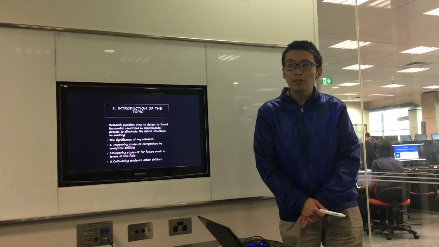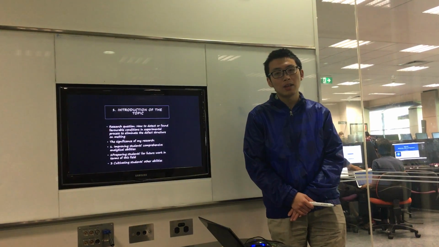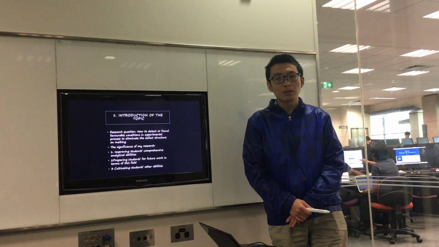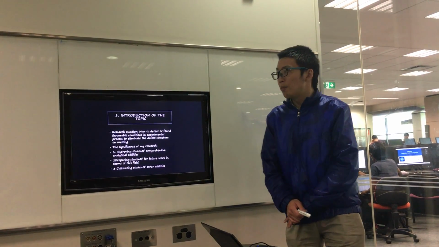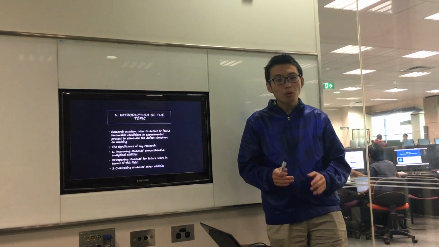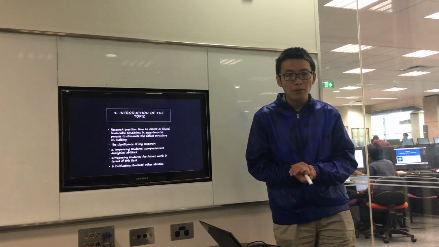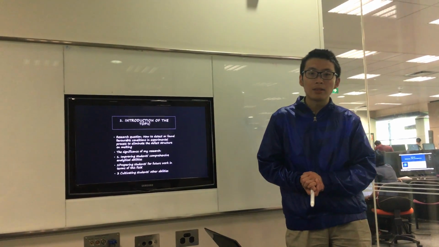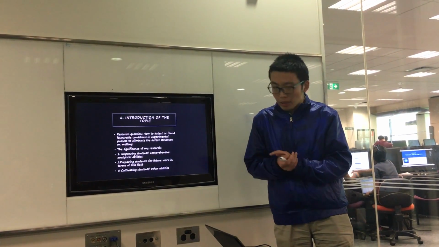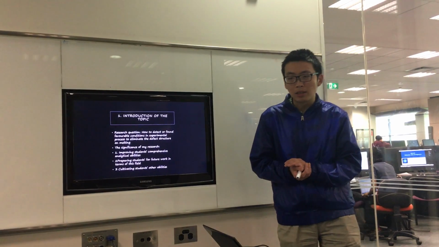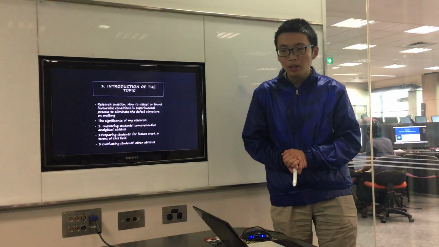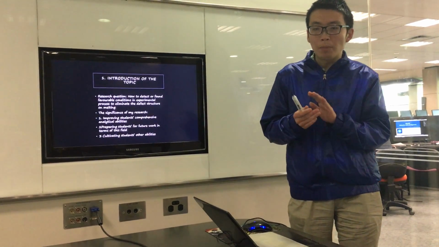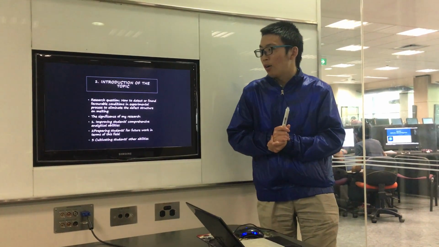Let's move on to the first section, introduction of the topic. First of all, I will introduce my research question. My research question is how to detect or find favorable conditions in experimental process to eliminate the defect structure of melting. Secondly, I will give brief information about the significance of my research.